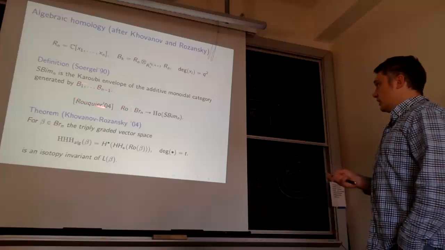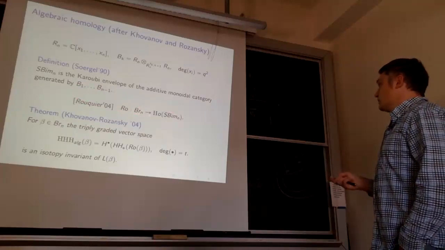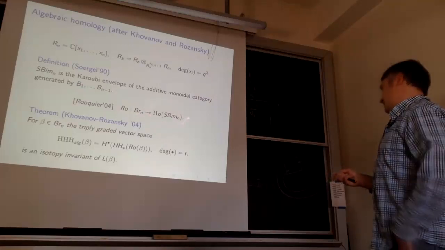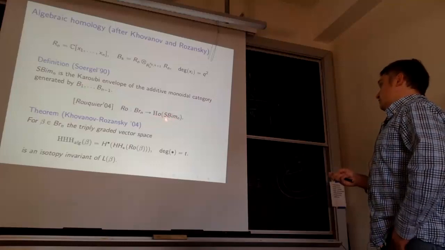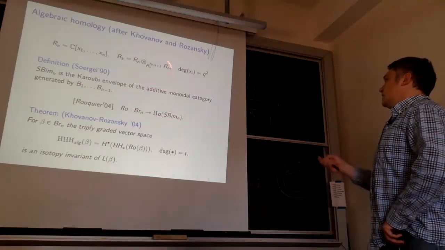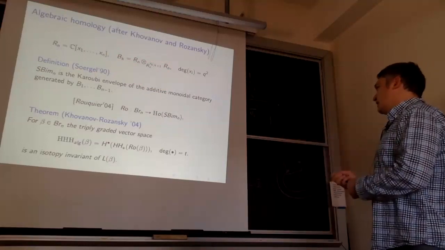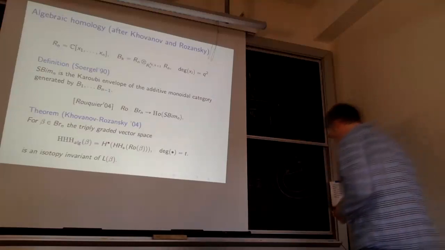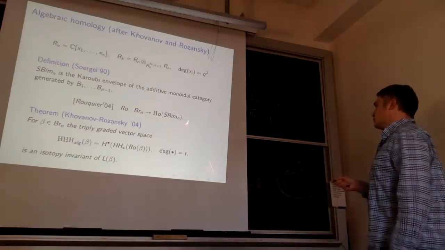And Rukia constructed a realization of the braid group in a homotopy category of complexes of Soergel bimodules. So basically, you take these guys, you take all possible tensor products, you extract all possible direct summands, and you construct complexes from these things, and you get the braid group.